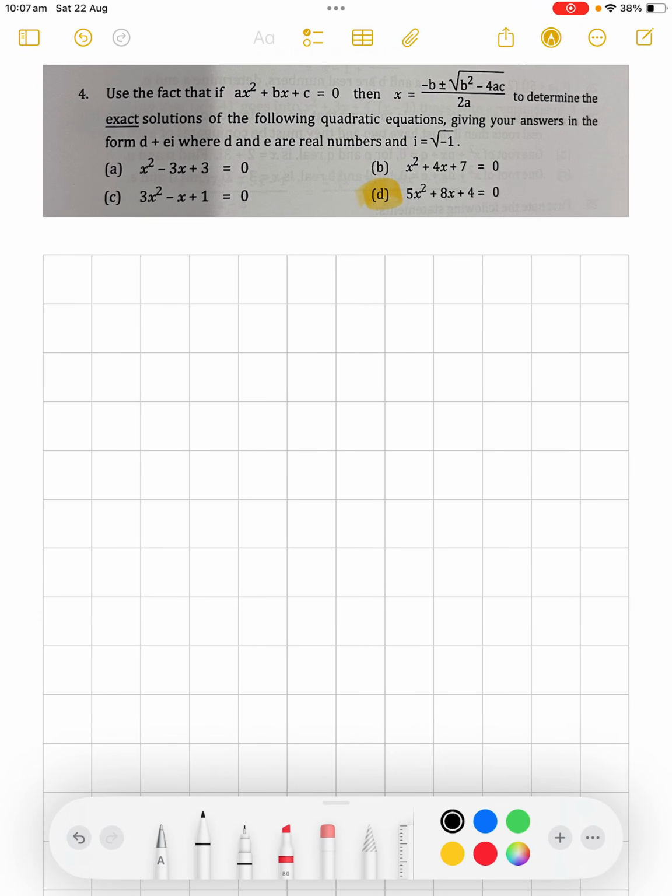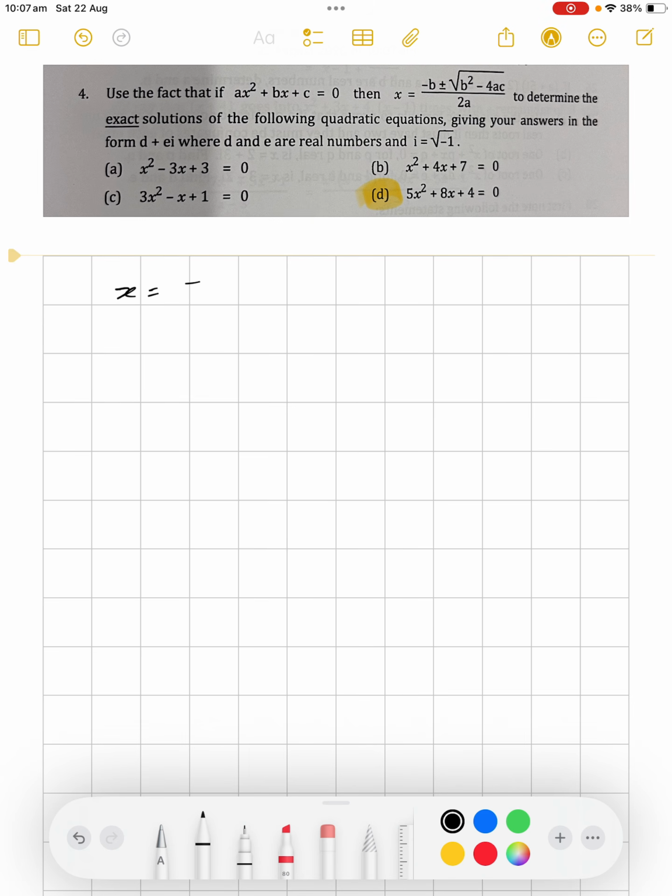I'll be looking at exercise 4, question 4D. It says, use the fact that if ax squared plus bx plus c equals 0, then the quadratic formula x equals negative b plus and minus the square root of b squared minus 4ac all over 2a to determine the exact solutions of the following quadratic equations, giving your answer in the form d plus ei, where d and e are real numbers and i equals square root of negative 1.